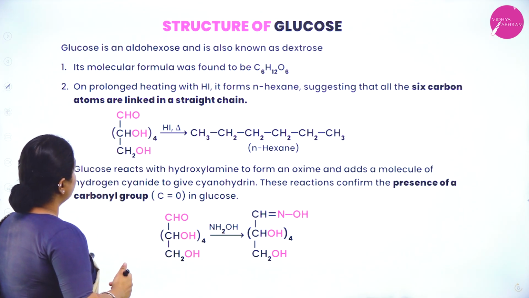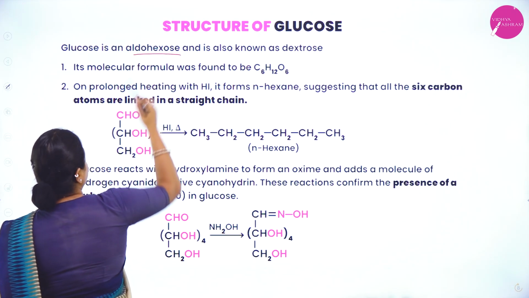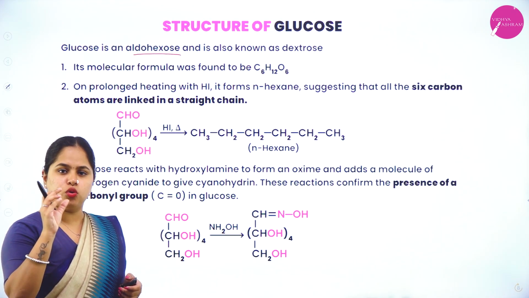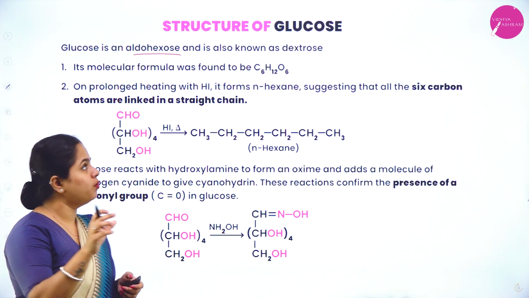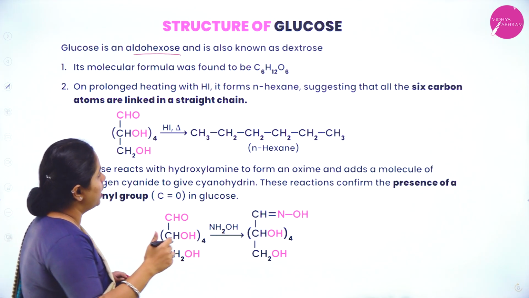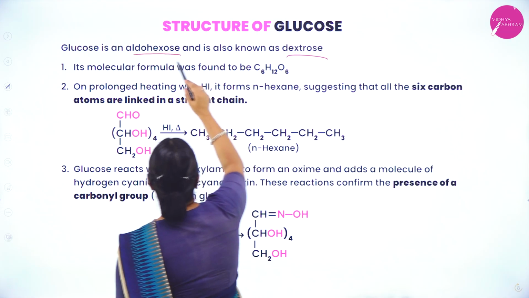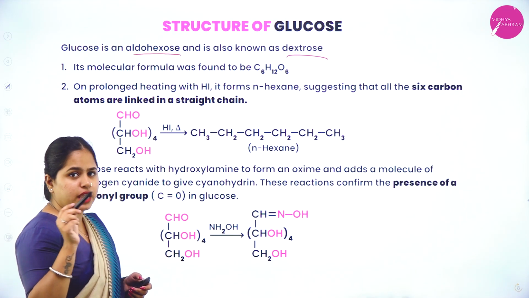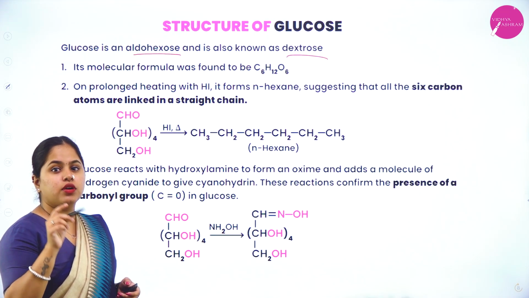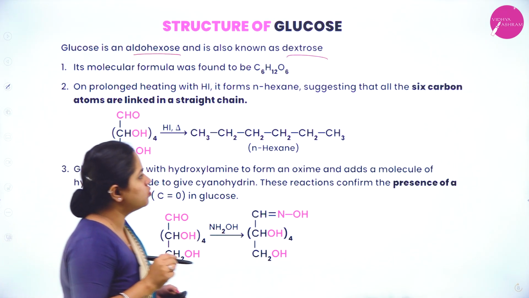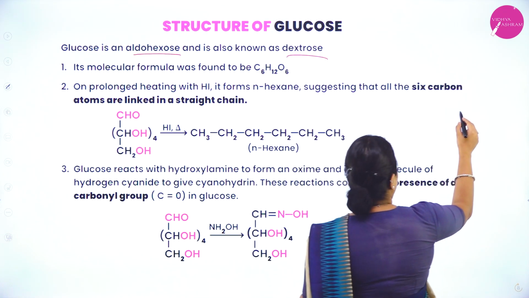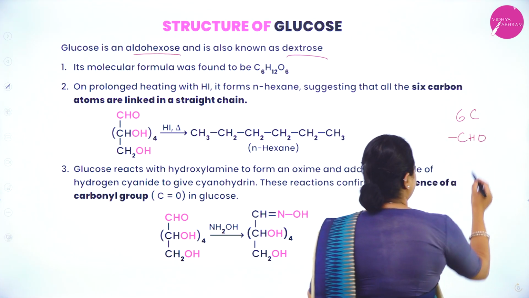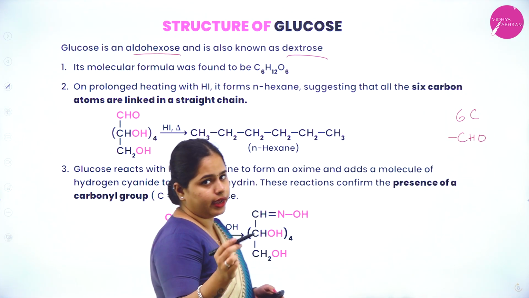So, let's see. Glucose is an aldohexose. Now, what does this mean? Aldo stands for aldehyde. That means glucose is having an aldehyde group. Hexose. Now, what does this hex stand for? Hex stands for 6 carbon atoms. So, two things we understood from here. Glucose is having 6 carbon atoms and also it is having an aldehyde group. So, it is an aldohexose.